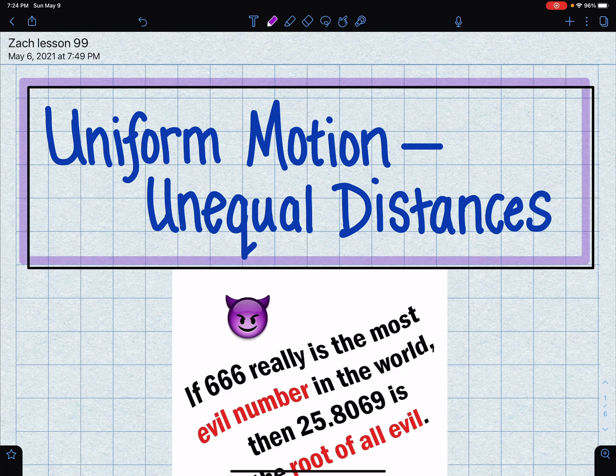This lesson starts on page 418 in your book. We only have a little bit left in this book. This is so awesome. Today's lesson is going to be great. We're going to talk about uniform motion, which you've been doing. Distance equals rate times time, right? And we're going to talk about unequal distances. So what if there are two objects, but they go a different distance? That's what these problems are going to be about today, and you're going to understand it right away.